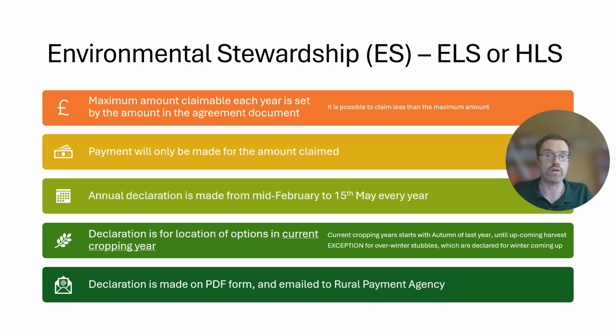If we take our winter cover crops as an example, if I was declaring 10 hectares of cover crops, for instance, I would be needing to declare where those cover crops have been in the winter that has just gone. Not in the winter that's coming up. The only exception to that is for overwintered stubbles, which the RPA require you to tell them about where those stubbles are going to be in the winter that's coming. But for every other rotational option, essentially it will be for where the location of those options have been in the current cropping year.